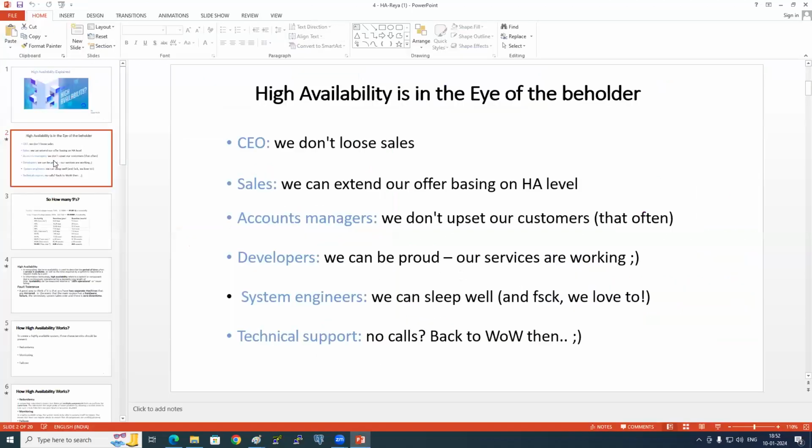Okay. Before that, high availability, we know very well how important it is. So Nana, high availability is very important or not? For the CEO also it is important, because if the website is down, what will the CEO do? So high availability is very important.